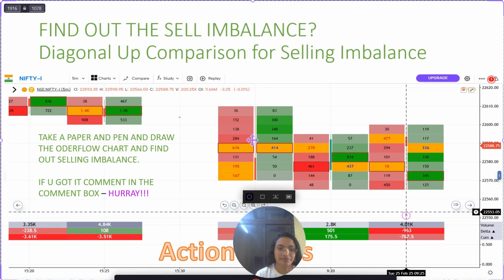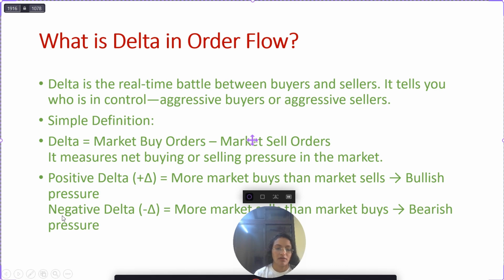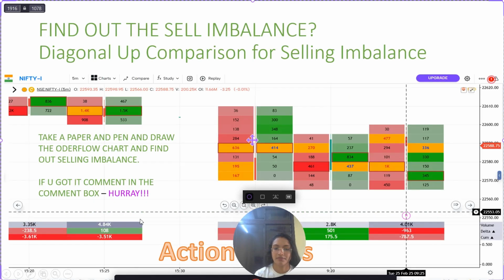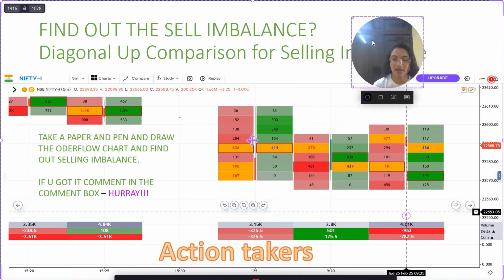Now for the selling imbalance also, I am giving you the same assignment. I want you guys to be action takers. Action takers are the people who are making big money. If you are lazy on this concept, nobody can help you. Be an action taker. Take the action. Write this flow chart and try to find out what is sell imbalance and buy imbalance.